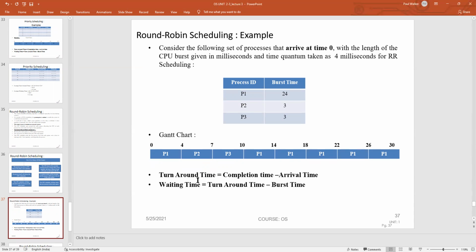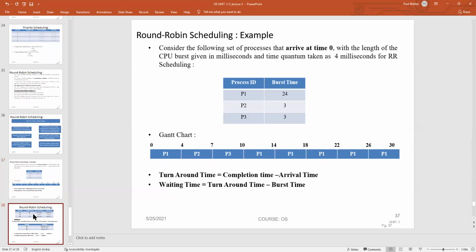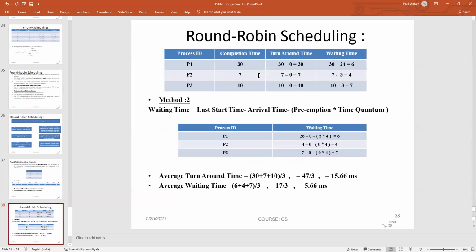Now we are going to calculate the turnaround time. For the process P1, here we should take the highest value for the process P1. Completion time minus arrival time. Next, waiting time is calculated by using the turnaround time minus burst time. So this problem shows the completion time of P1 is 30. That is, we are taking the highest value. P2 is 7 and P3 is 10.